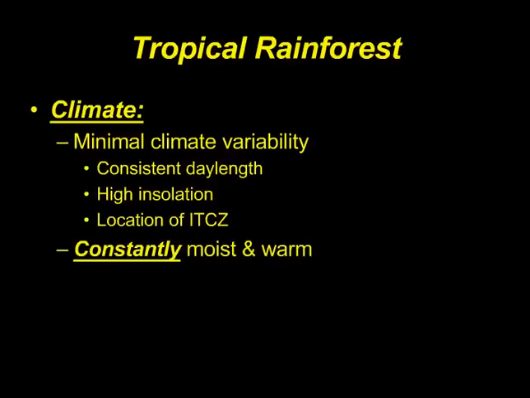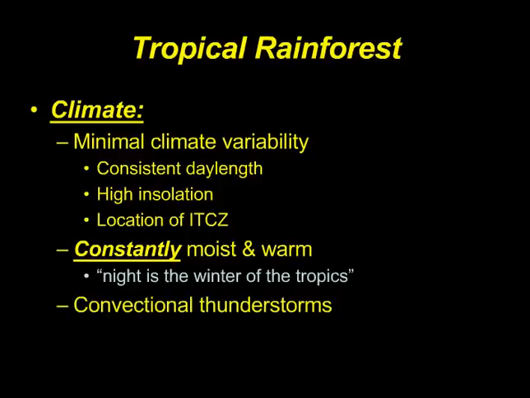Further, the other key characteristic is it's always moist and warm. Some have said that if you want to find winter in the tropical rainforest, that's night. That's when the sun goes down, where it cools down a little bit. But once again, clouds do a good job of keeping in that solar radiation. Also, what we'll find along the tropical rainforest area is not only convergence, but a good amount of convectional thunderstorms that are also occurring at the same rate in this area.